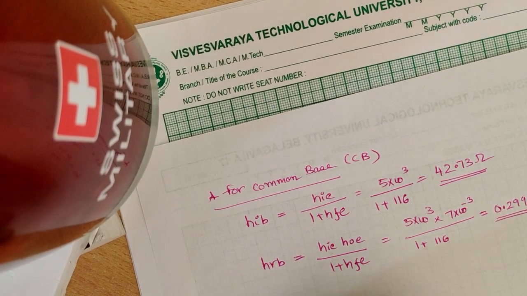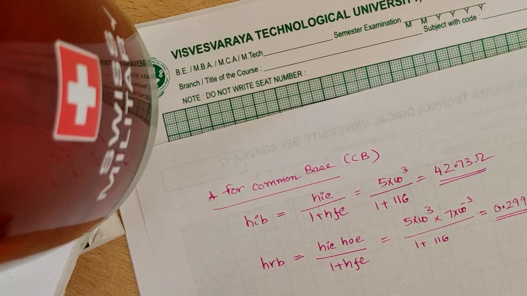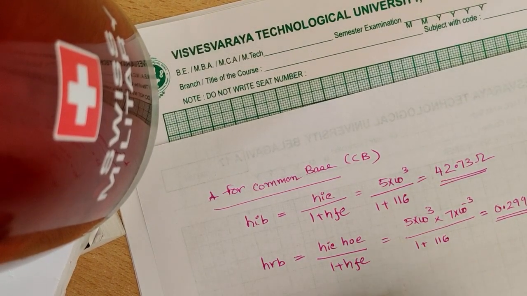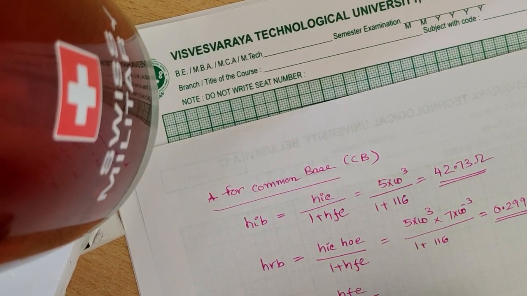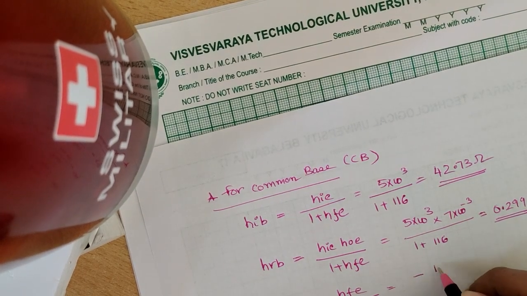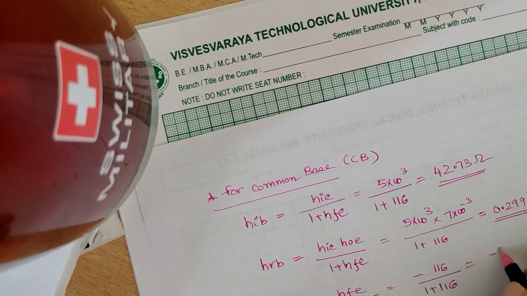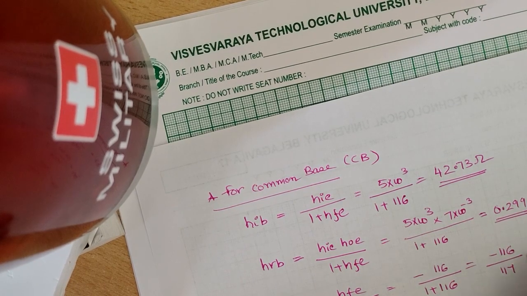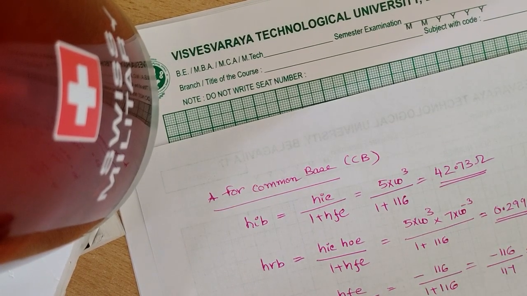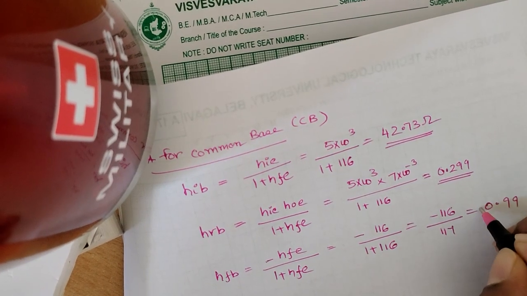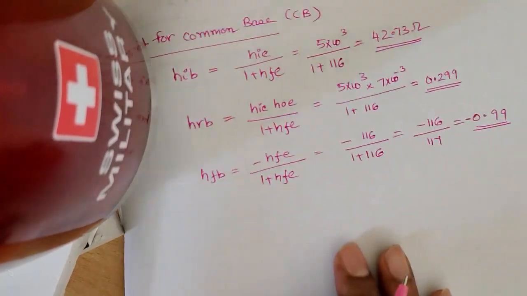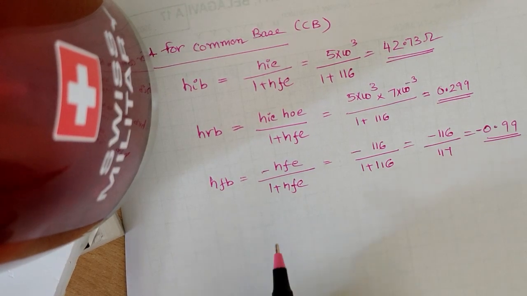Then we have HFB. So HFB is minus HFE divided by 1 plus HFE. So that is minus 116 divided by 1 plus 116. So basically it is 116 divided by 117, so very close to unity as expected. So it's about 0.99, with a negative sign.